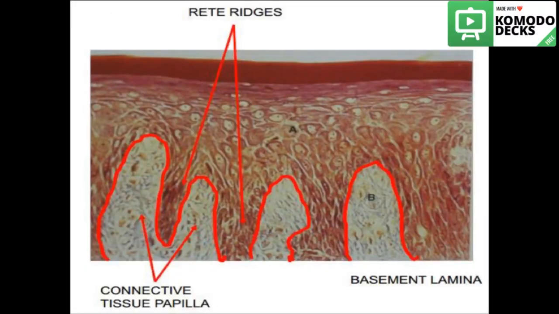Here we can see the epithelial rete ridges that go down into the connective tissue. We see the connective tissue papillae that penetrate the epithelium. In red is the very thin layer called the basement lamina. The basement lamina helps the attachment of the oral epithelia to the lamina propria by intercellular bridges and junctions called hemidesmosomes, which lie on the basal lamina.